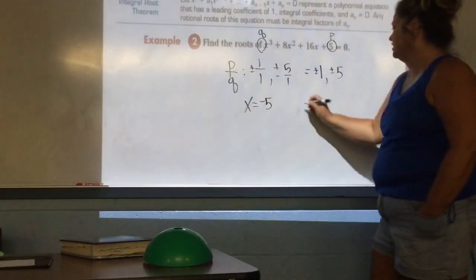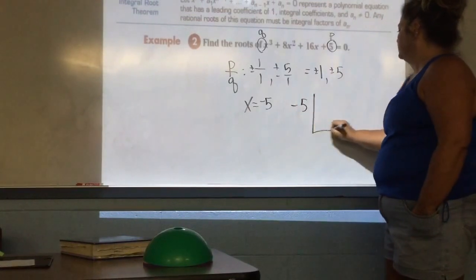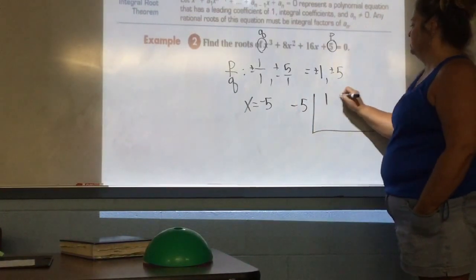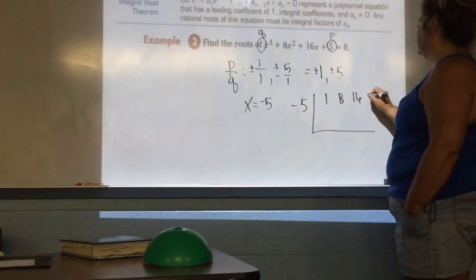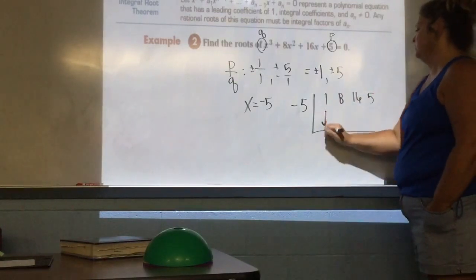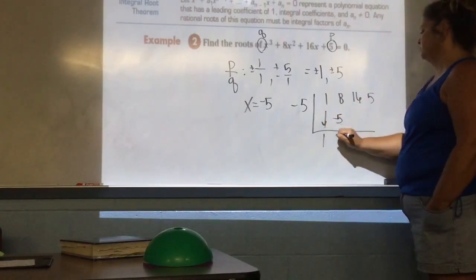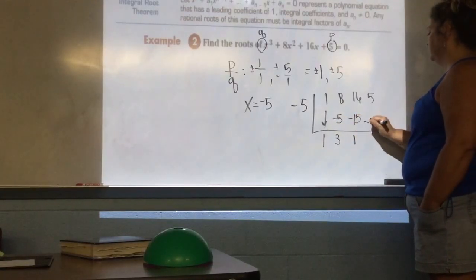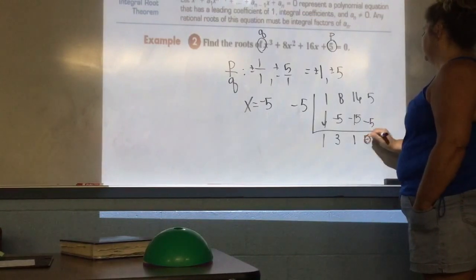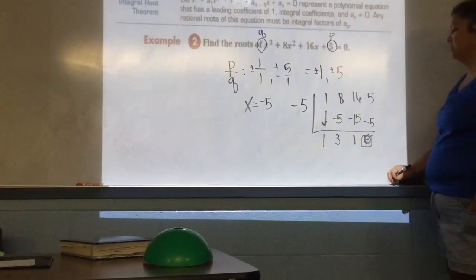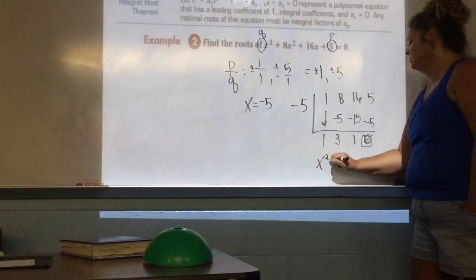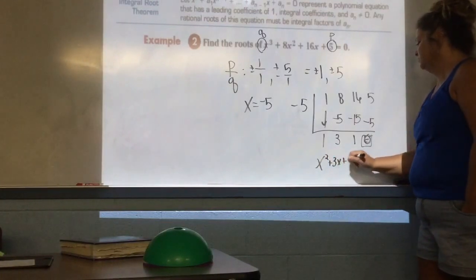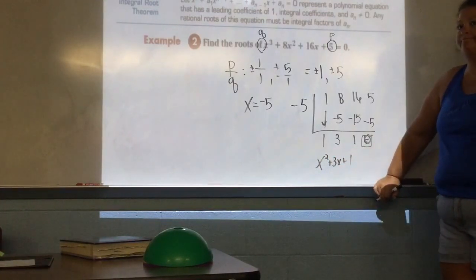Okay, so let's throw this thing in here and do synthetic division. So 1, 8, 16, 5. Negative 5, that's a positive 3. Negative 15, positive 1. Wait, that works. Good, okay. So this becomes x squared plus 3x plus 1. You could try 2.5 or negative 1/3 or negative 2.5.